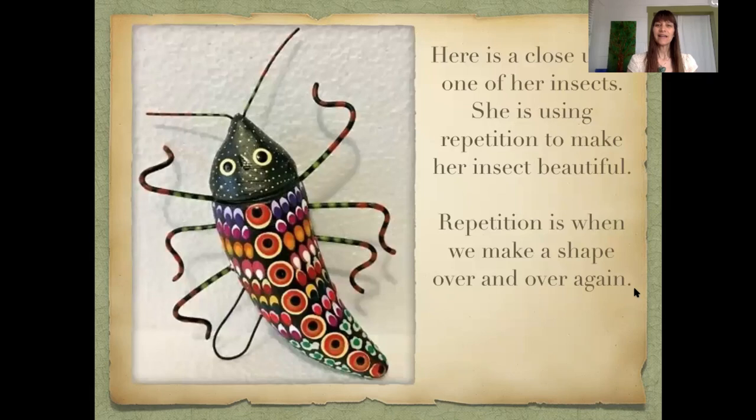Here is a close-up of one of her insects. She is using repetition to make her insect beautiful. Repetition is when we make a shape over and over again. So if you look at this insect, if you go to its head, you'll see white spot, white spot, white spot. She is repeating white spots. She's repeating things down here too. Orange spot, orange spot, orange spot. So repetition is when we repeat a shape or a color.